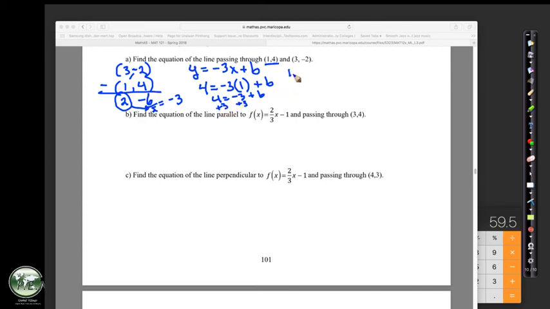So b is 7. And so our equation, and that's what we were looking for, is y, or if you want f of x, whatever they're asking for, but this is the basic one, y equals negative 3x plus 7. Just like that. So let's find the slope, take one of the points, plug it in to find the y-intercept. And you're going to see that's really the process in all of these.